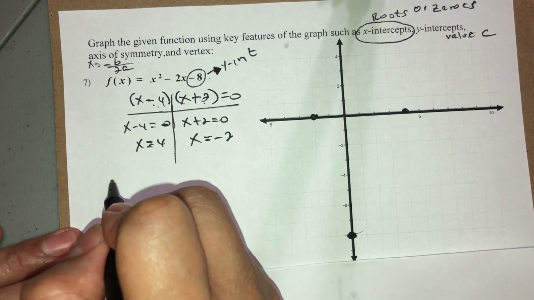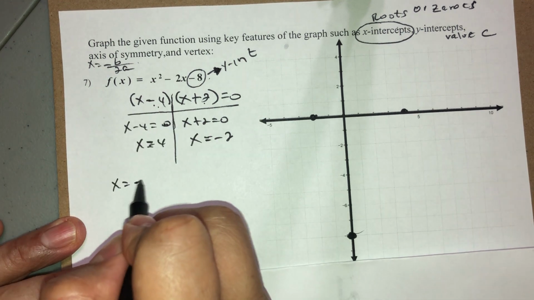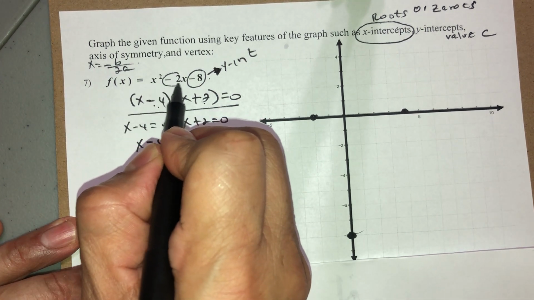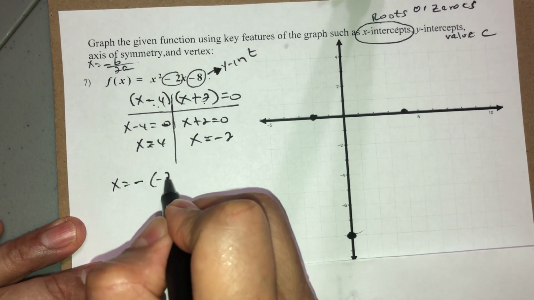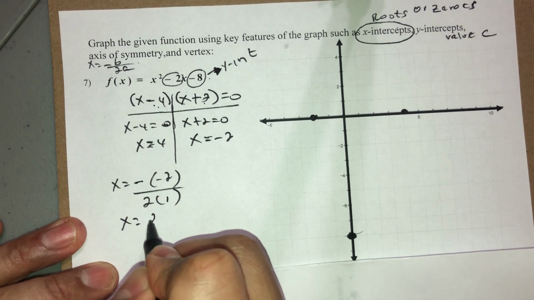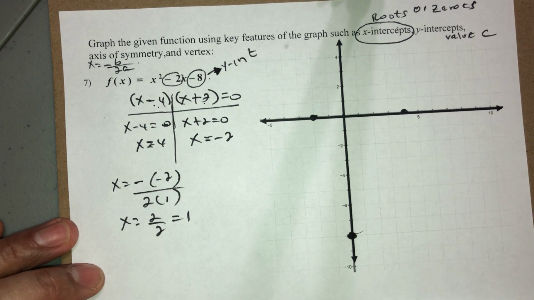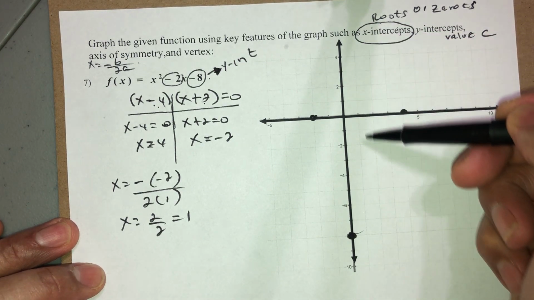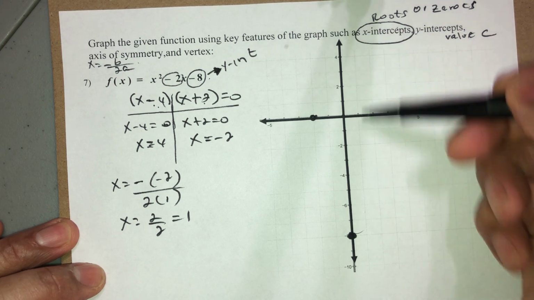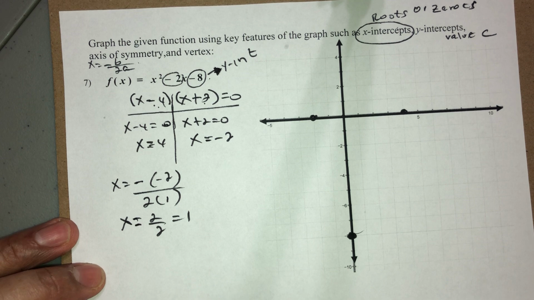So the axis of symmetry, remember, x equals negative b over 2a. The value of b here is negative 2, so I have to put it in parentheses. 2 times 1 gives me positive 2 over 2. So my axis of symmetry is 1. That means the parabola is cut right in half here. But I'm looking for the vertex, so that will be another point.